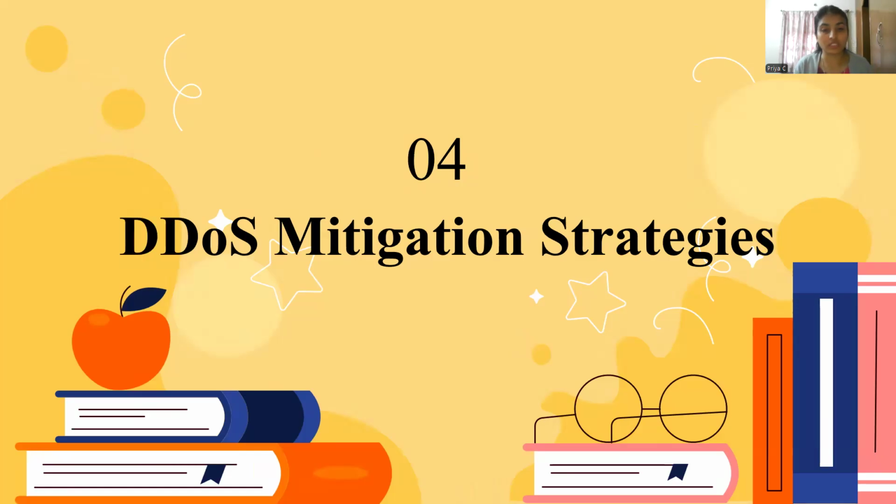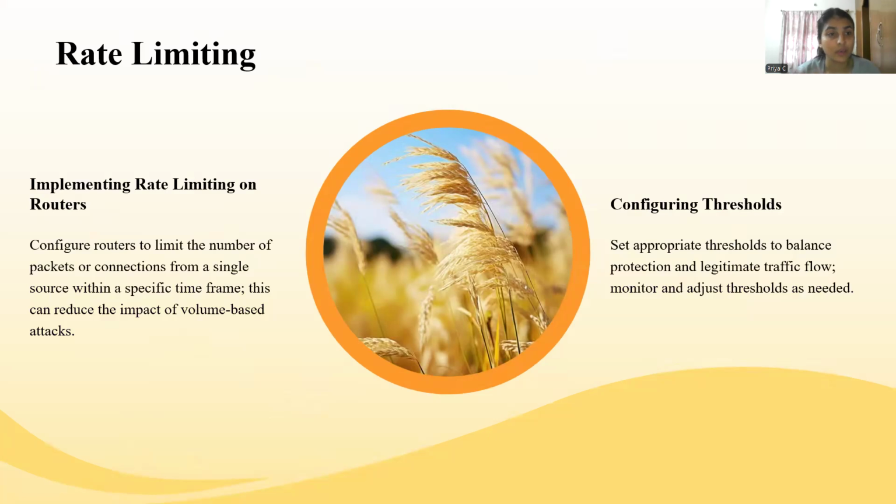So let us now discuss DDoS mitigation strategies. Firstly, we will discuss rate limiting. It is a major technique used for mitigation. It has two parts. One is implementing rate limiting on routers. Another is configuring thresholds.